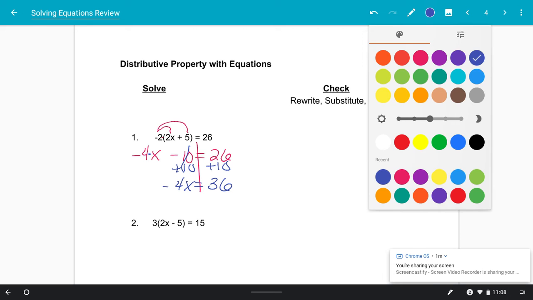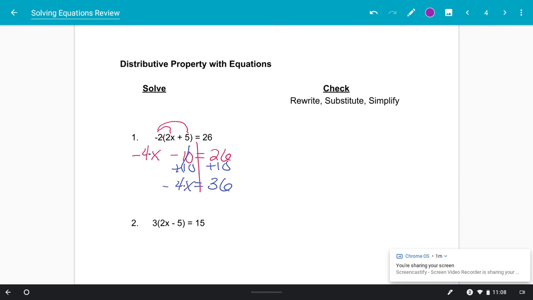All right, and so now in our final step, we have this -4 being multiplied by x, so we can undo that multiplication with division on both sides. We're going to divide both sides by that -4. -4 divided by -4 will cancel out, leaving us with just x on the left-hand side, and 36 divided by -4, giving us -9. So our final answer here for x is -9.